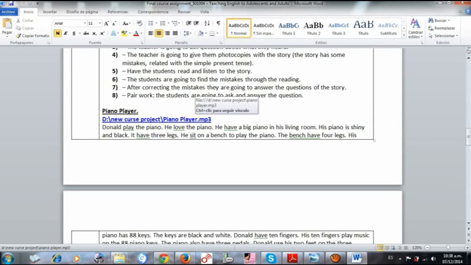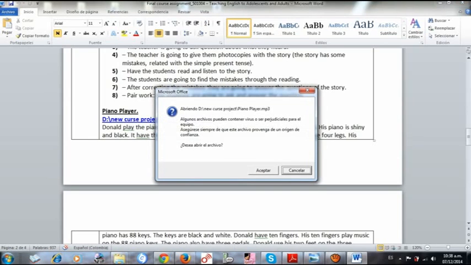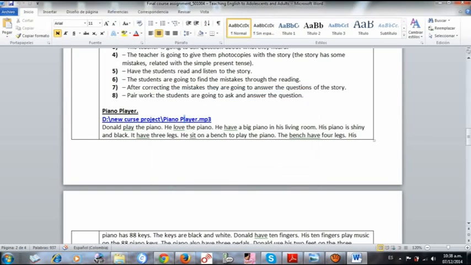They are going to listen to the story. They are going to listen to the story and read and listen first. Oh, sorry, read and listen. No, they are just going to listen, which is the first step.